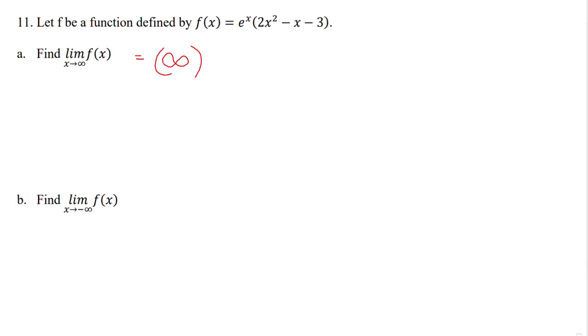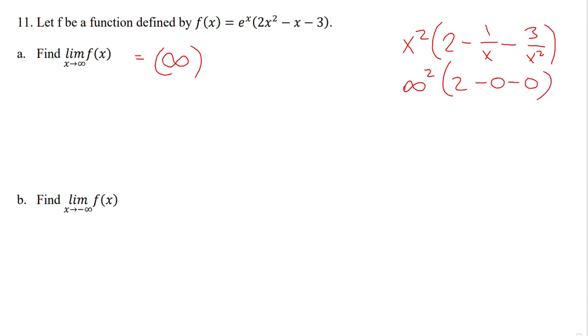And 2x squared minus x minus 3, the 2x squared dominates that, right? And you can see that if you want, just like we kind of did with the polynomial, the rational functions, we can factor out an x squared, which gives us 2 minus 1 over x minus 3 over x squared. And as x goes to infinity, it's just infinity squared times 2 minus 0 minus 0, right? Which is just infinity. So it's infinity times infinity, which is just infinity.